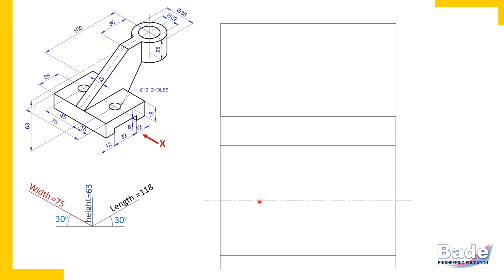So this is how we have completed the axis of symmetry. It's always better to draw the axis of symmetry initially. Now let's proceed part by part. So let's complete this cylinder first.